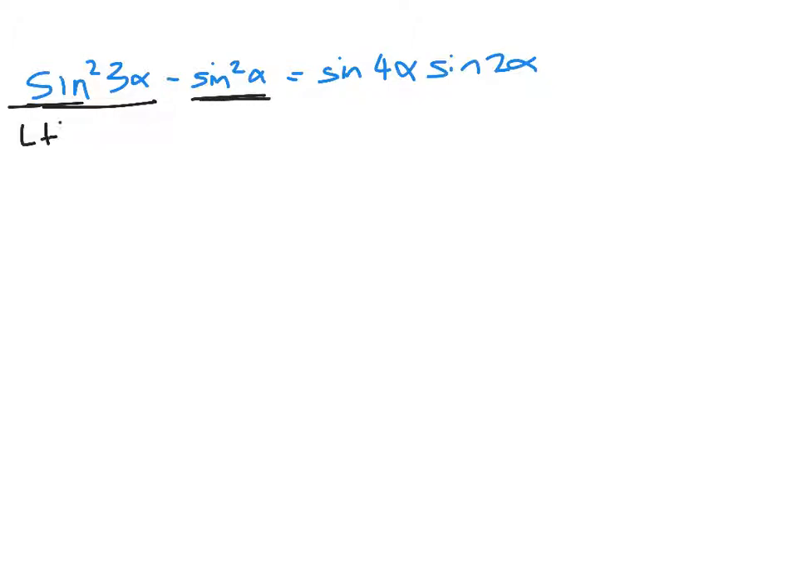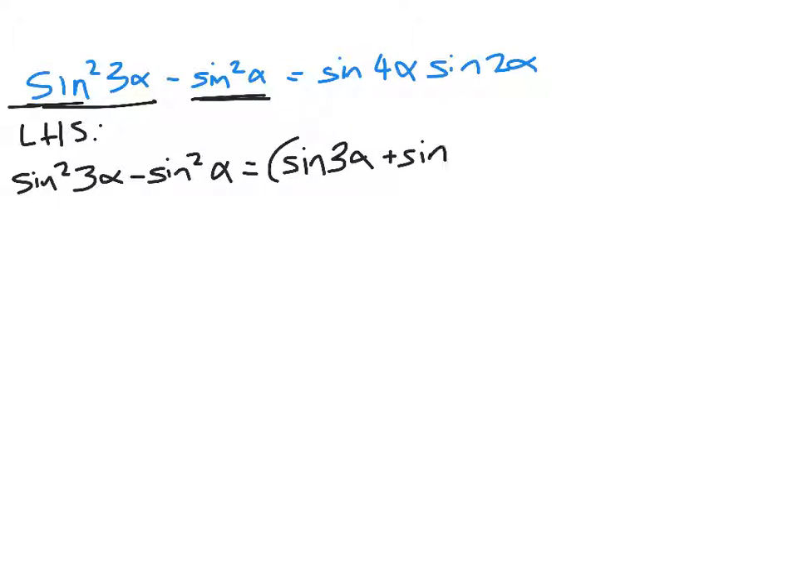So starting on the left-hand side, sine squared 3 alpha minus sine squared alpha is equal to sine 3 alpha plus sine alpha times sine of 3 alpha minus sine alpha. So now I know that I can use, or try to use, my sum to product rules, because I've got sine A plus sine B, and then sine A minus sine B. So what are my rules for those?